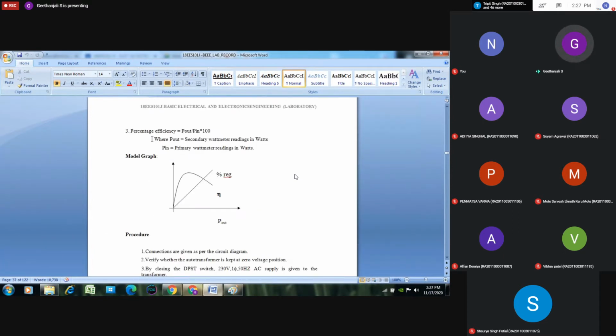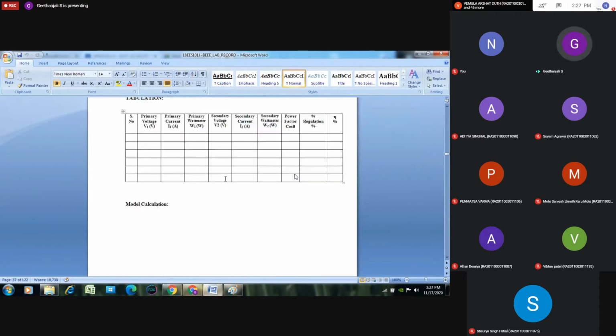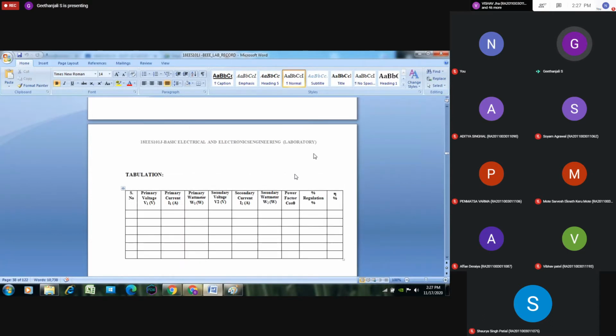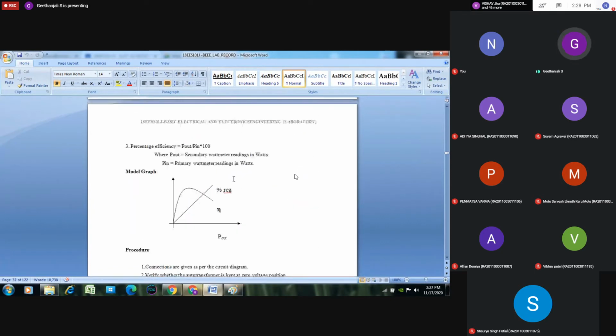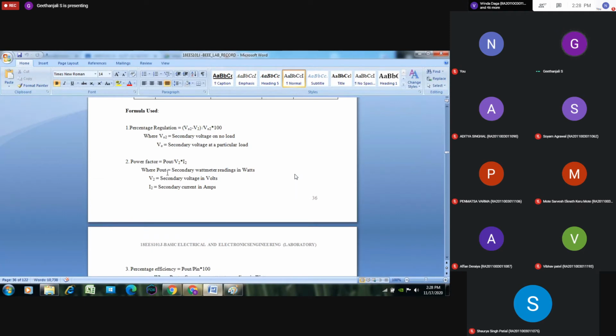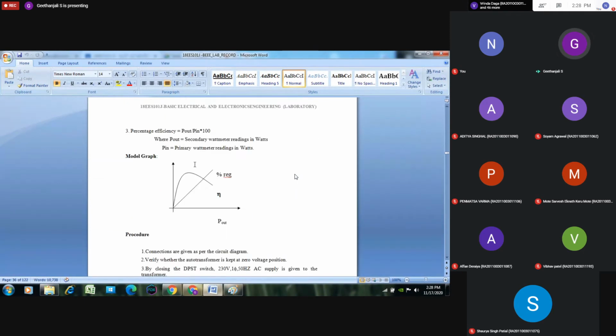Then the third is the efficiency. This column is also there in the tabulation. You need to fill this tabulation by using this formula. The expression is P out divided by P in. How will you obtain the P out? P out and P in, I will tell. P in is the input power. P out is the output power. P is nothing but the power. So P out is the secondary wattmeter reading in watts. The wattmeter is used to measure the power. P in is the primary wattmeter reading in watts.